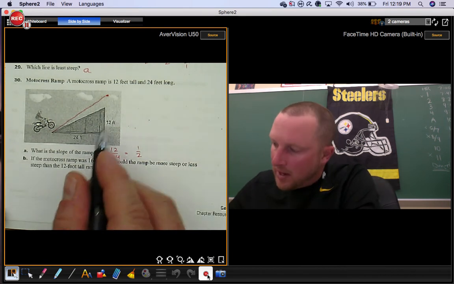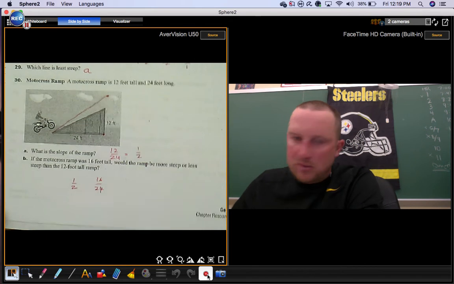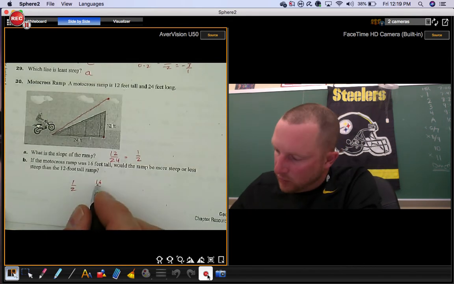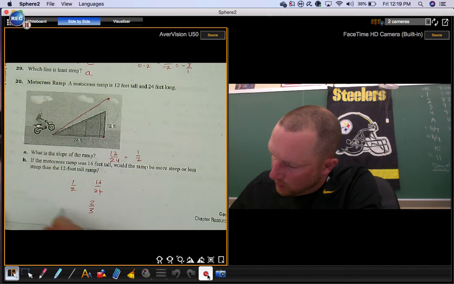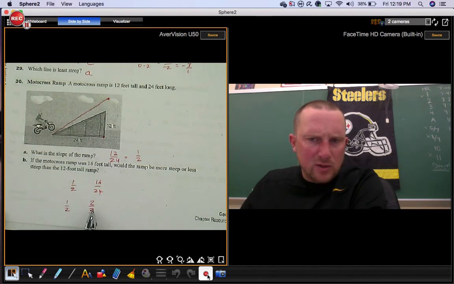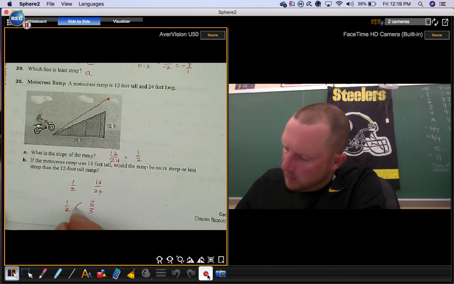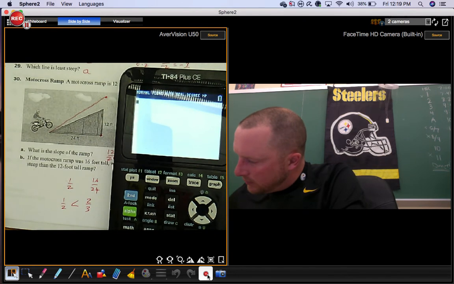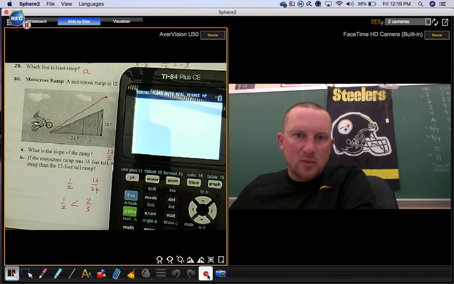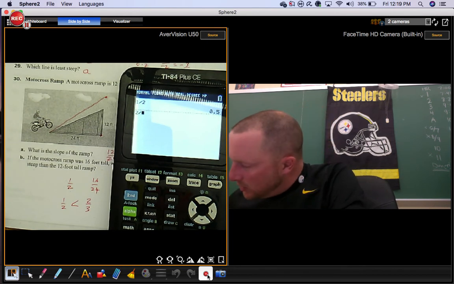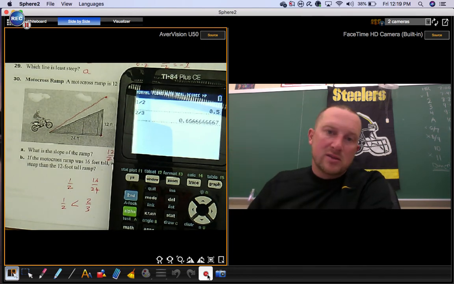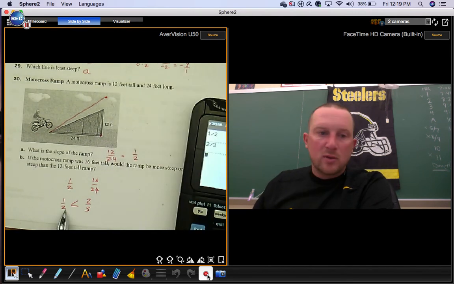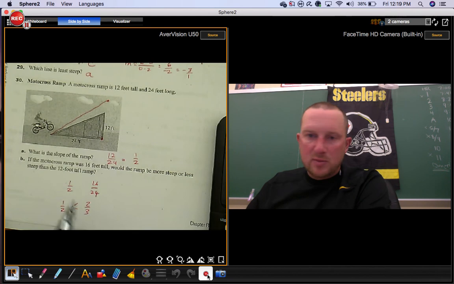So we're comparing 1/2 with 16 to 24. 16 to 24 is 8 goes into both, 2/3. Well, compare the two fractions. What's bigger, 2/3 or 1/2? If you're not sure, use a calculator. We know 1/2 is 0.5, and we know that 2/3 is 0.6666666 forever. That's bigger than 0.5. 67 cents is bigger than 50 cents. Okay, so it's definitely going to be a steeper ramp now.